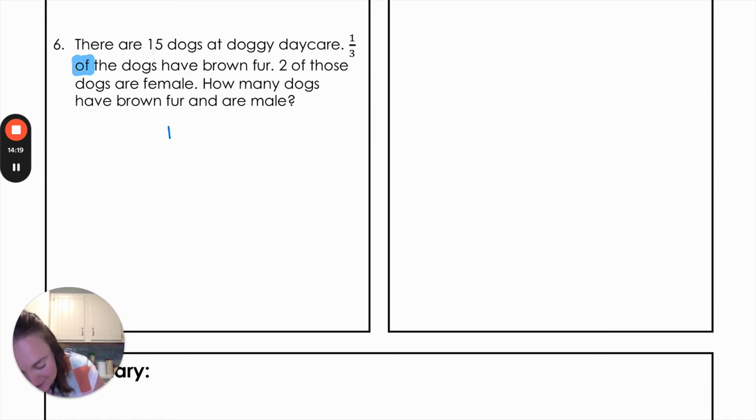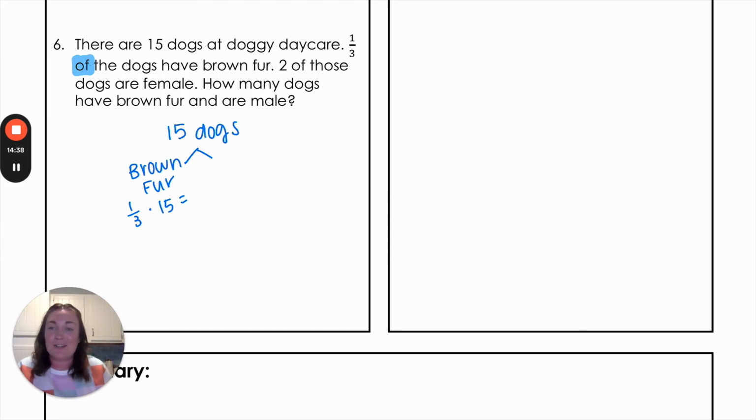So we've got 15 dogs to start. Now, we know that 1/3 of those dogs have brown fur. So one-third of 15 means I am multiplying 1/3 times 15, which is going to give me 5. So I know that 5 dogs have brown fur.